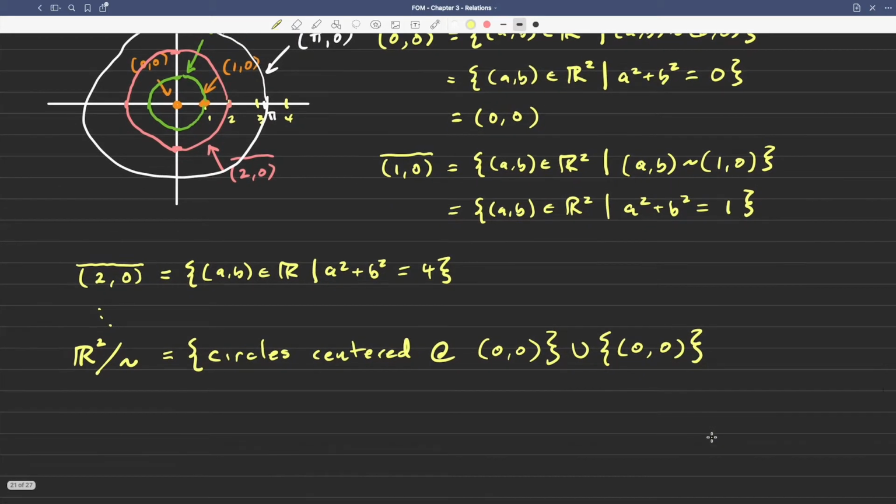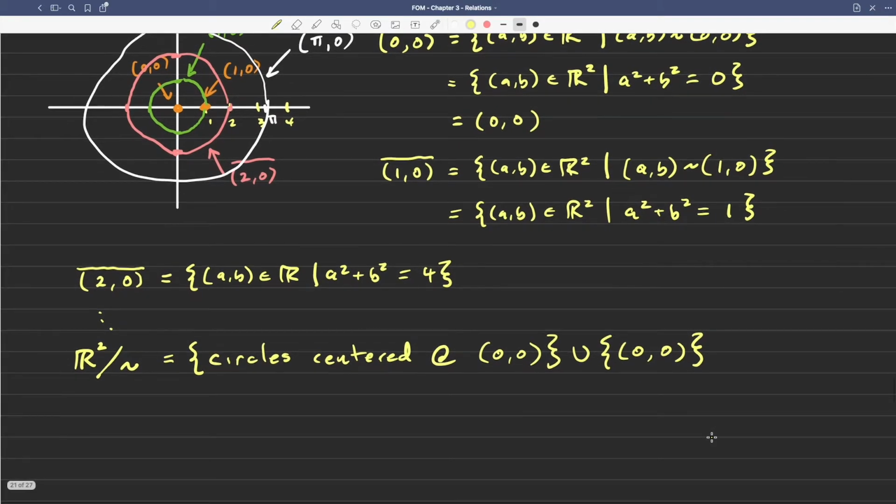But if I look at all of the circles centered at the origin, along with the origin itself, that forms my quotient. And one thing I want you to notice again is that all of the equivalence classes are disjoint from one another. Every one of those concentric circles centered at the origin, if you pick any two distinct circles, they're disjoint from one another because they have different radii. So all of the equivalence classes are disjoint from one another. And if you union up all of those circles, it forms the whole plane, along with the origin. You have to add in the origin too.